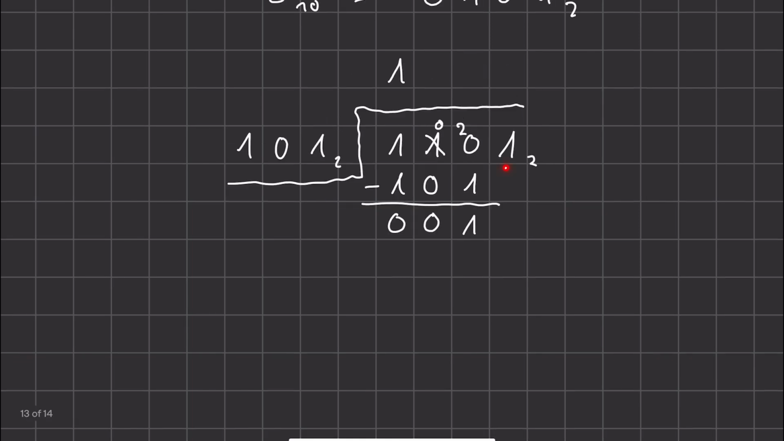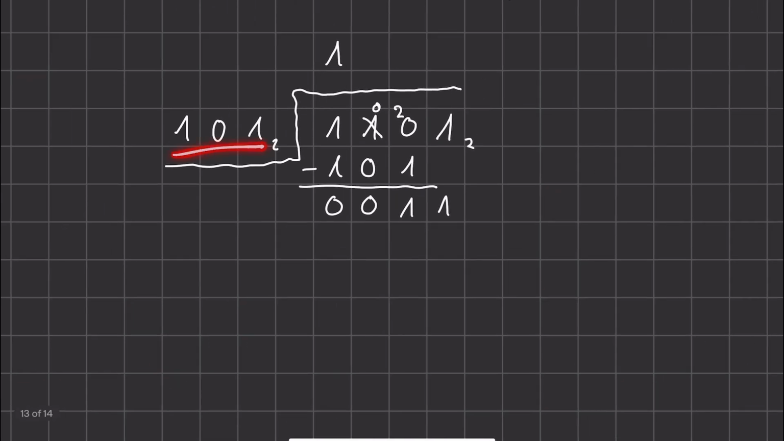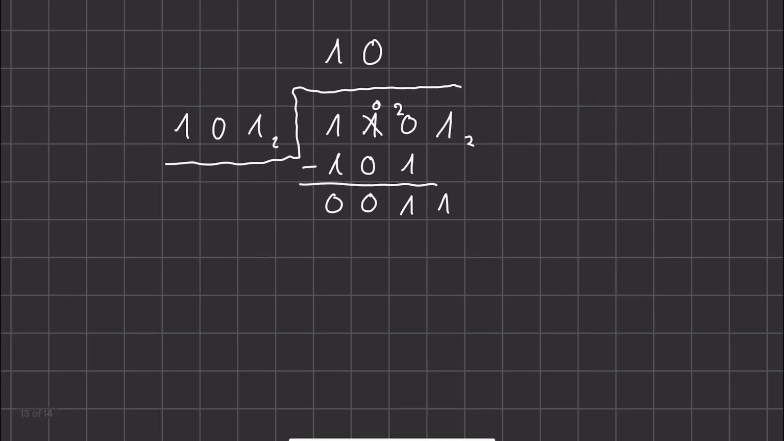Now we pull down this 1 once more. So we have 0, 0, 1, 1. And now we check again. Is this number larger or smaller than this number? In our case, it is larger than this number, and for this reason, we will write a 0 here.